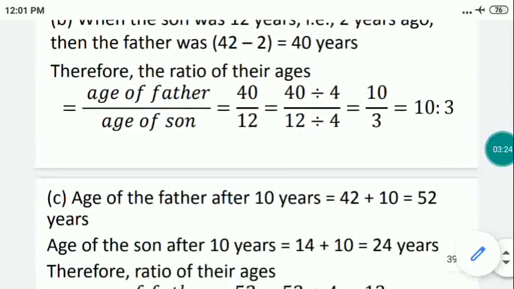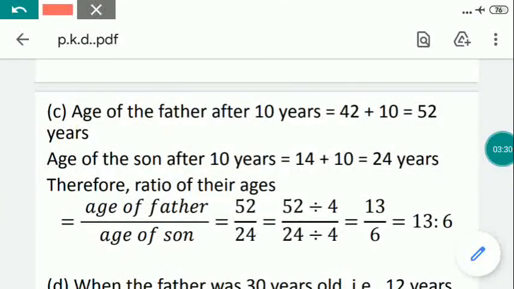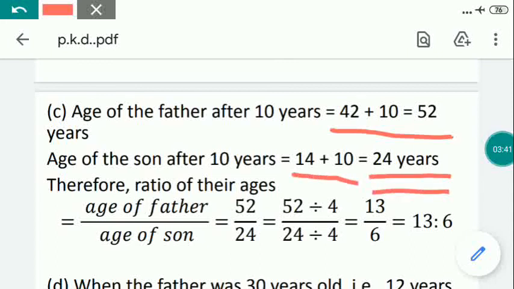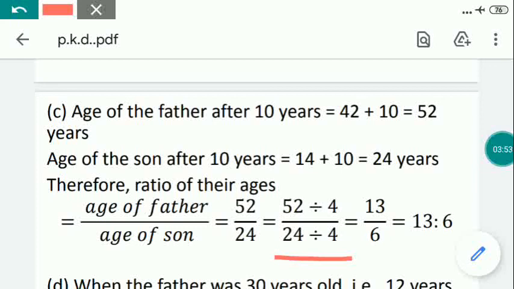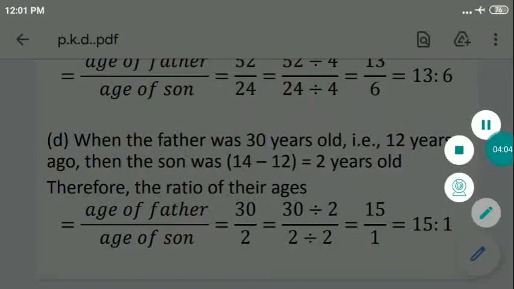So the ratio is 10:3. Now C. Age of father after 10 years. After 10 years, father's age will be increased by 10 years. So 42 plus 10 is equal to 52 years. Age of the son after 10 years also increases by 10 years. So 14 plus 10 is equal to 24 years. So the ratio of age of father upon age of son is 52 upon 24, which is equal to 52 divided by 4 upon 24 divided by 4, which is equal to 13 by 6, that is 13:6.